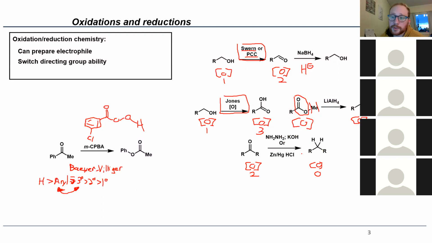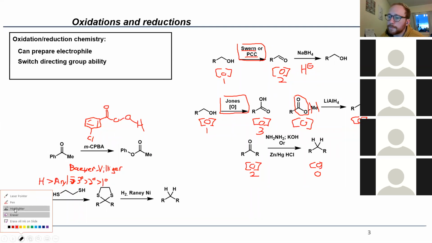The Clemmensen is another way of doing this. You can also form these functional groups here called thioacetals, just like an acetal, but with sulfur. And so thioacetals are very useful because they allow for the reduction of thioacetals using hydrogen gas and Raney nickel.